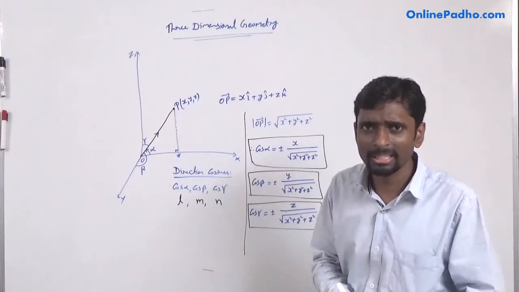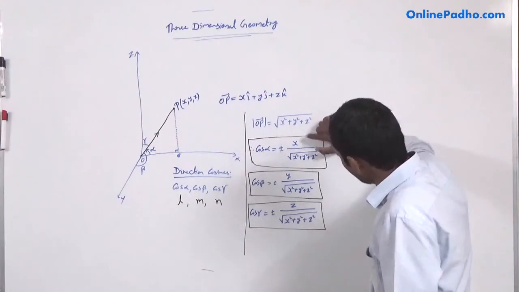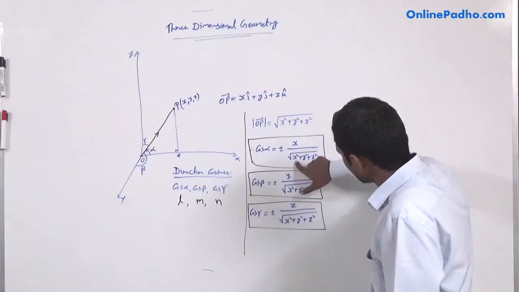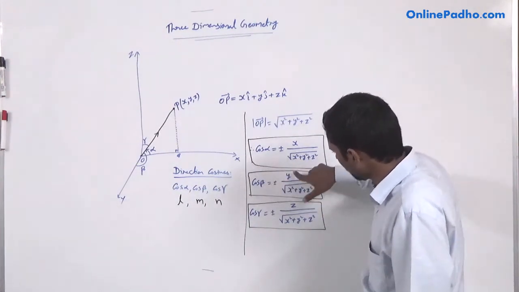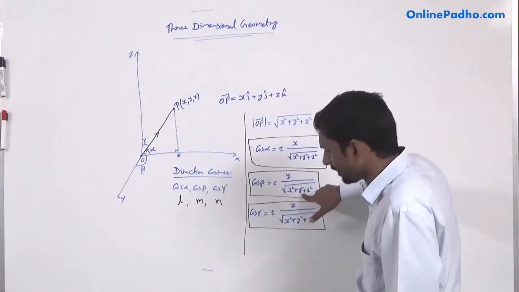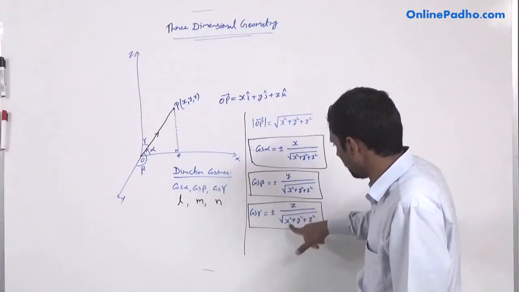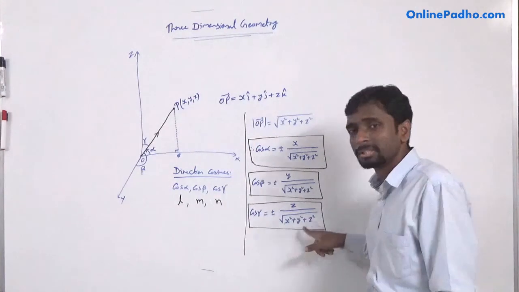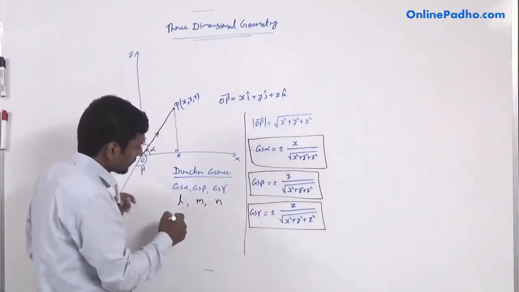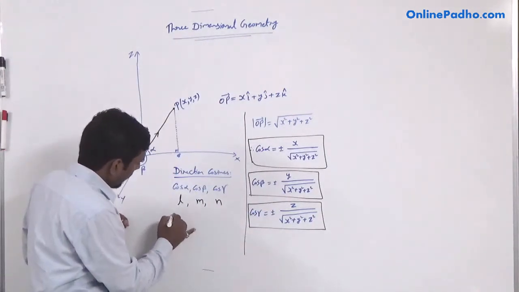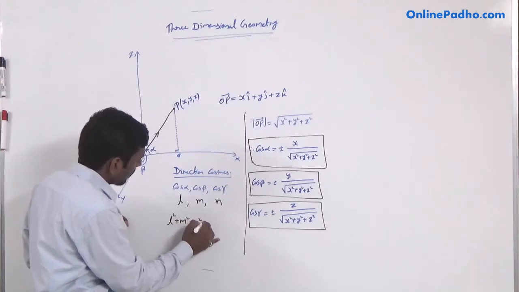Can you find the relation between these? Yes. If you are squaring this one, you will get x square by x square plus y square plus z square, and cos square beta can be written as y square by x square plus y square plus z square, and cos square gamma can be written as z square by x square plus y square plus z square. So the very important relation between all the three direction cosines can be written as l square plus m square plus n square is equal to 1.